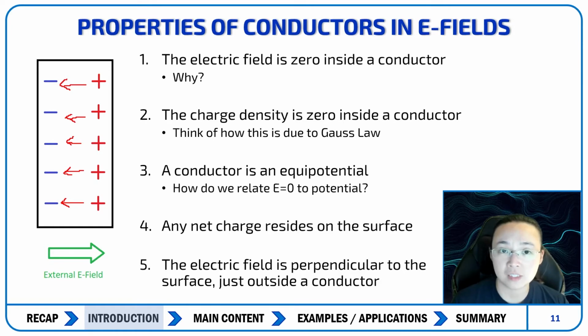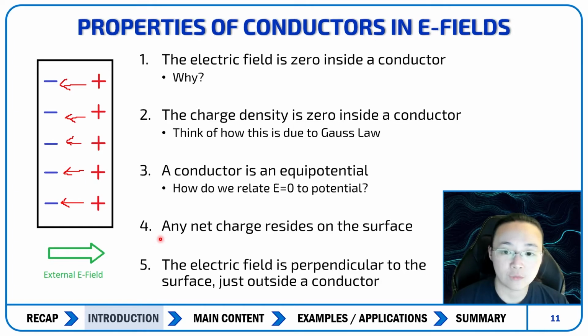So if E is equal to 0, then what kind of potential gives you 0 after you take the derivative? If you think about it, when you differentiate a constant, it's always going to be 0. And a constant means that your potential is always going to be the same. So if the electric field is 0 inside the conductor, it means that at any point inside the conductor, there is a constant potential, and therefore the whole conductor is considered an equipotential.